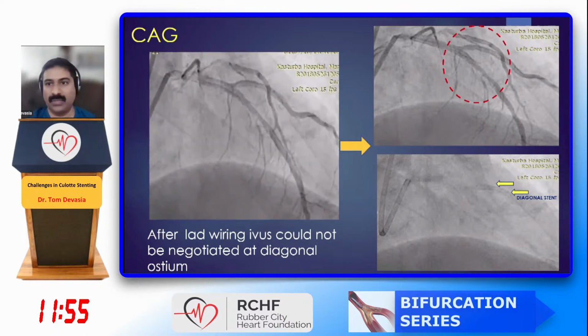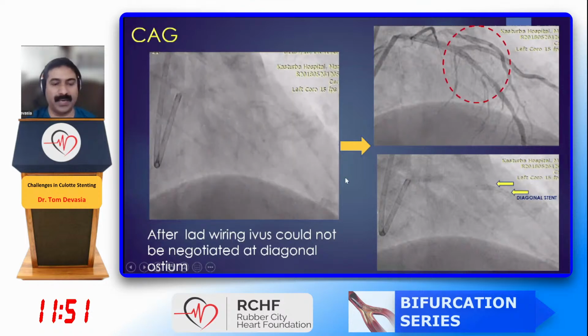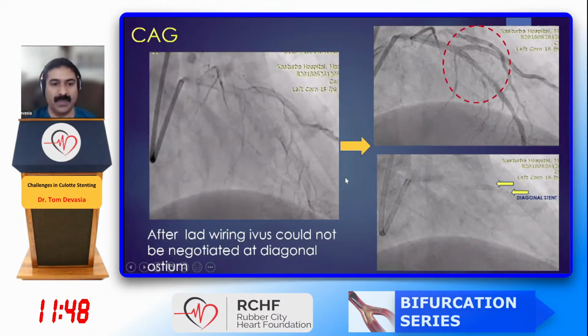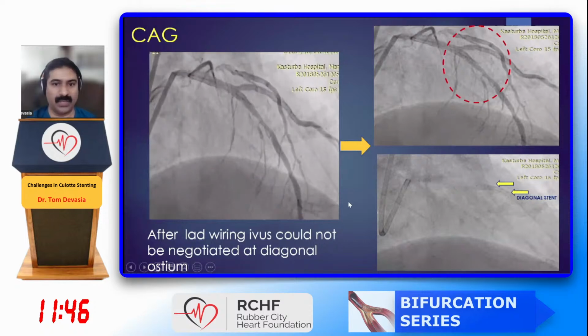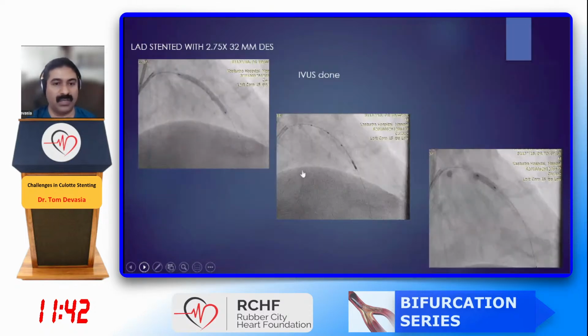So we proceeded to do the LED. We wired, and then suddenly we realized that the IVUS is not crossing the LED, the diagonal ostial position. Then we had a doubt. Then we realized that the diagonal stent is actually protruding a few millimeters inside the LED.